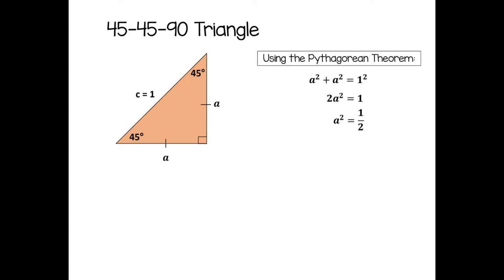Now I need to get a all by itself, which means I need to take the square root of both sides. When I take the square root of 1/2, I get the square root of 1 over the square root of 2. I need to rationalize the denominator because I don't want a radical in my denominator. How do I do that? I multiply both the numerator and the denominator by the square root of 2. I'm left with the square root of 2 over 2, which means the length of each leg is the square root of 2 over 2. So now I have the length of every side of this special right triangle.